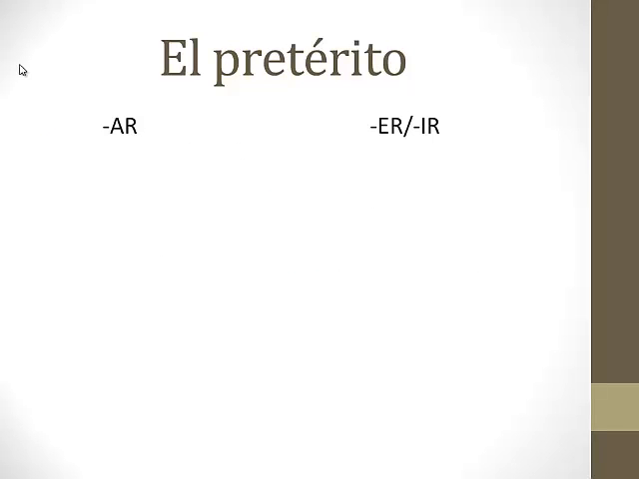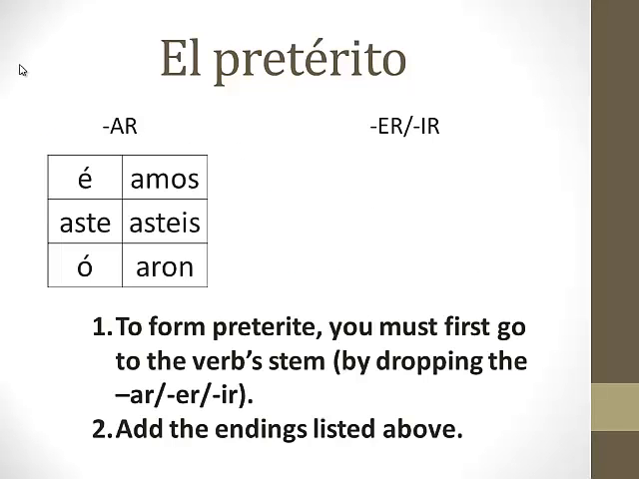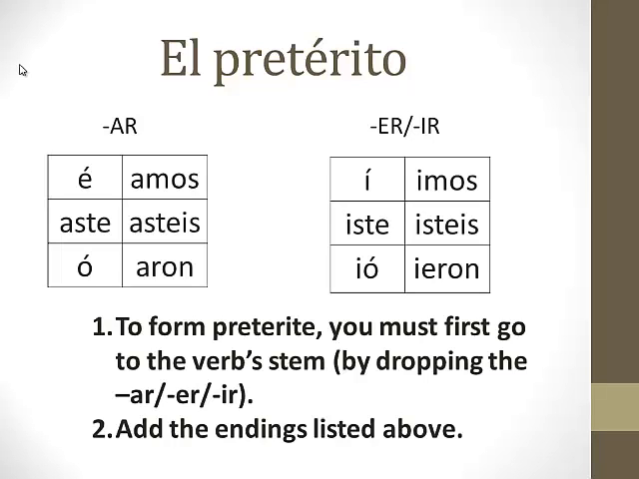Formation in Spanish is not as simple. There's just a few more steps. Step 1, take your verb and drop the ending. You'll now be left with what's called a verb's stem. Once you have your verb's stem, add the ending. Here are your preterite endings.